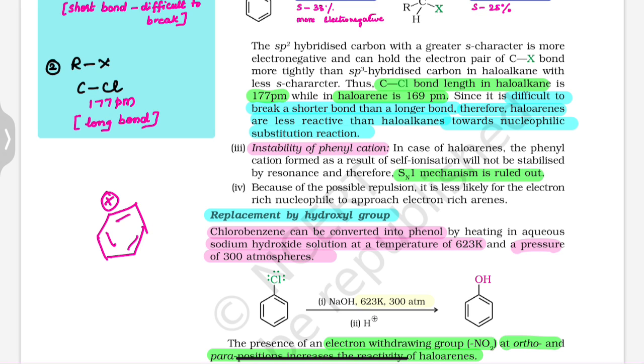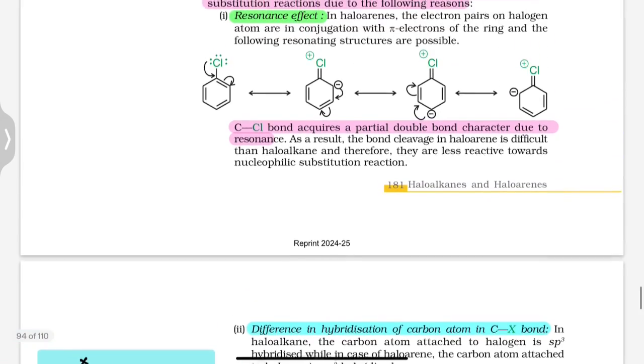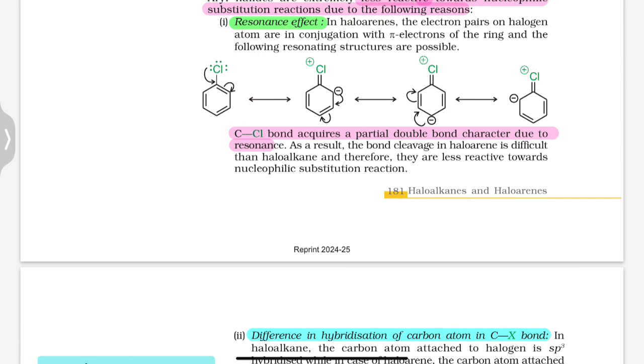And the fourth one is very simple: possible repulsion. Suppose a nucleophile approaches here. So here, suppose this is the haloarene.